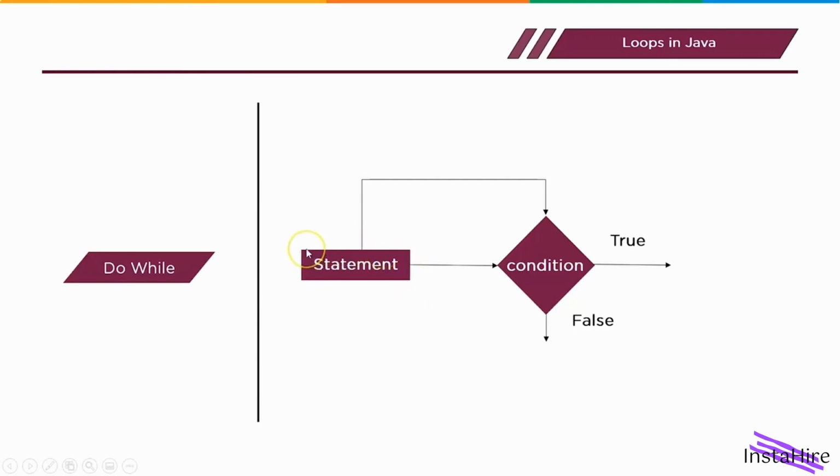In do while loop, first the statement will get executed. After the statement is executed, then the condition is checked. In while loop, we had the condition first. So the only difference is in do while loop, the statement will be executed at least once without checking the condition. Now to understand do while loop in a better way, let's try to execute a practical program.